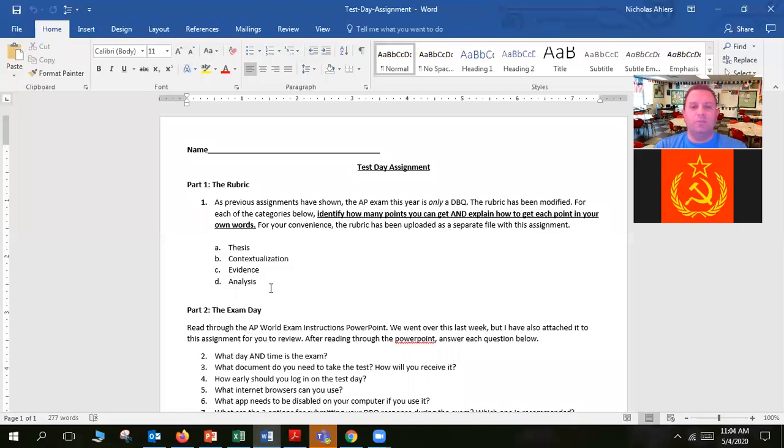And please make sure that you put that into your own words. Do not just copy and paste what the rubric says. So this first part here with the rubric is we want you to analyze the rubric and make sure that you understand how you're being scored.